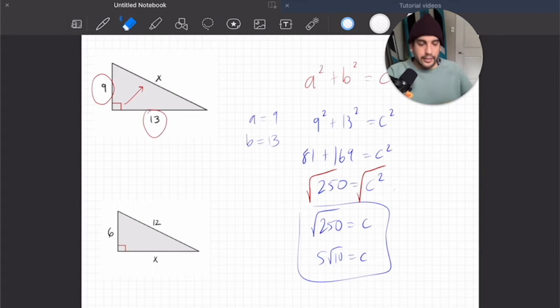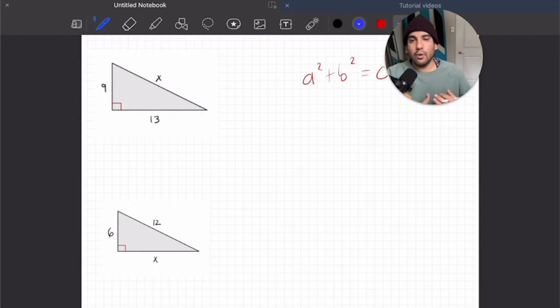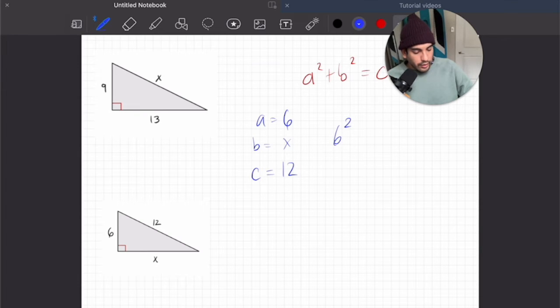Okay, let's attempt the other problem there on the bottom. Again, if I need to solve this problem using a right triangle, I'm going to use the Pythagorean theorem, and I'm going to identify my a as 6. My b value is going to be x, and notice that we know the c value. This is the hypotenuse, and that's going to be 12. So when I plug it in, this is going to be 6 squared plus x squared is equal to 12 squared. Let's simplify this. It's going to be 36 plus x squared is equal to 144.